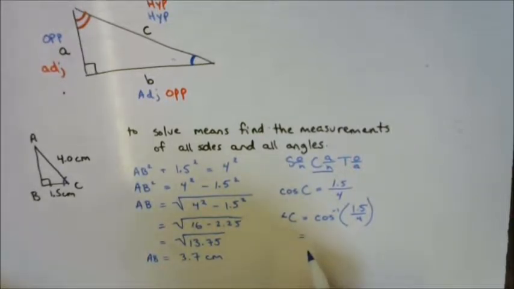So the measure of angle C is, what did you get? Did you shift answer? Depends on which way you punched it in. So you should be able to go second function cosine, open bracket, 1.5 divided by 4, close bracket.